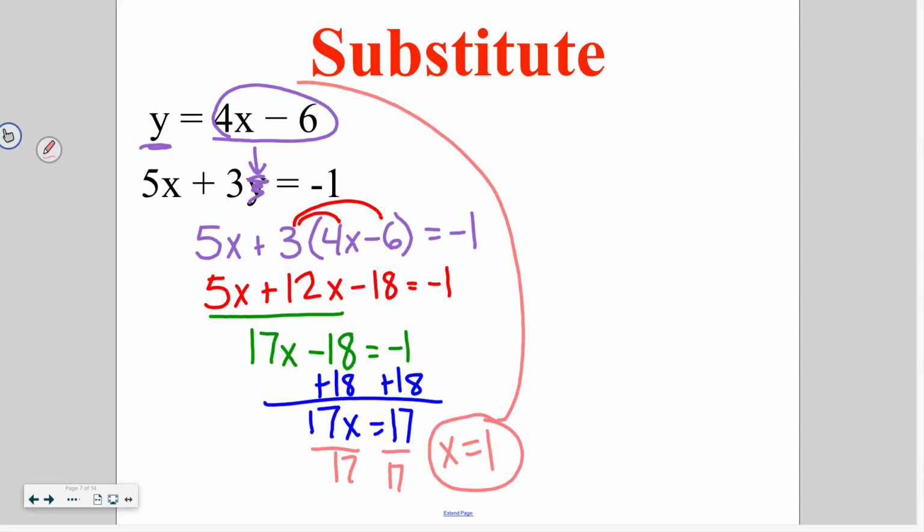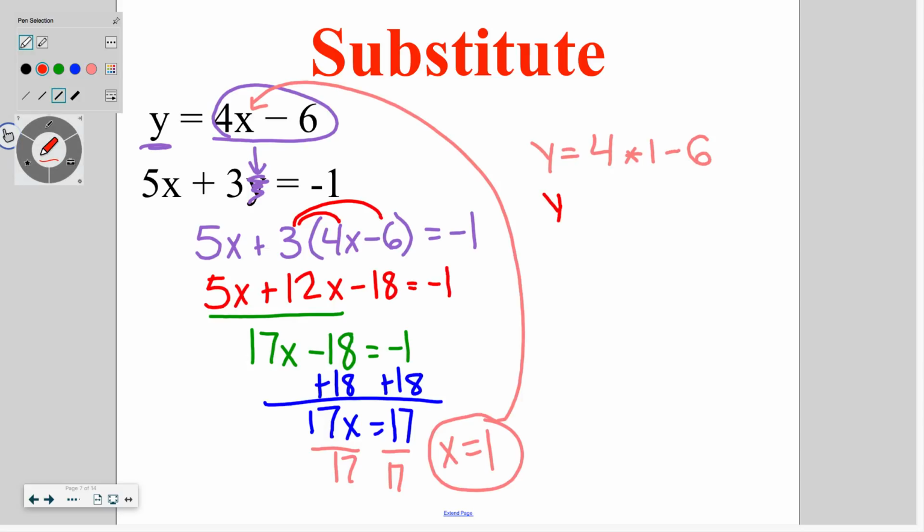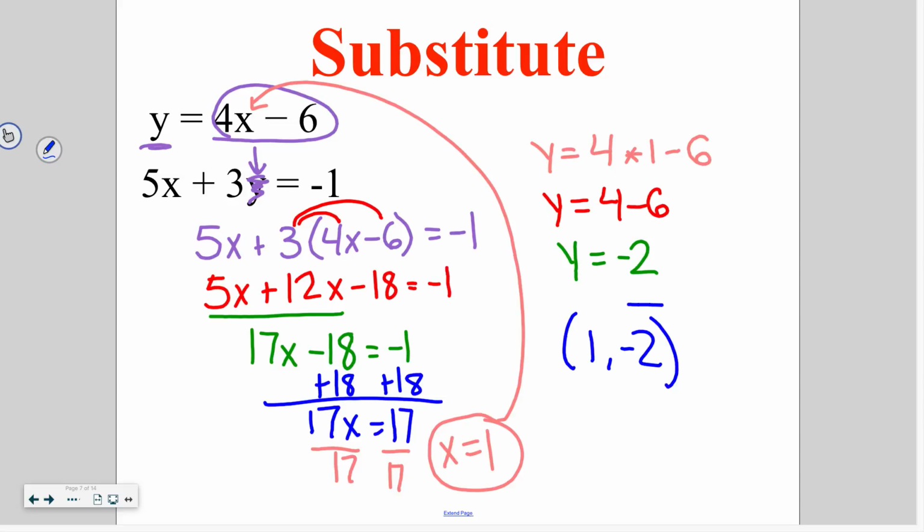So we're going to take this x answer, and this is where we have to do that final step of plugging it back in. So we're going to say now that y is equal to 4 times 1 minus 6, because now we know the value of x. So we've got y is equal to 4 minus 6, giving us an answer of y is equal to negative 2. And taking that final step to write our answer out as an ordered pair, I've got 1, comma, negative 2.